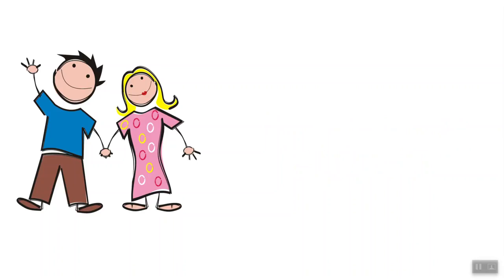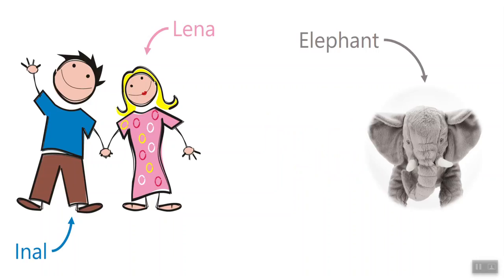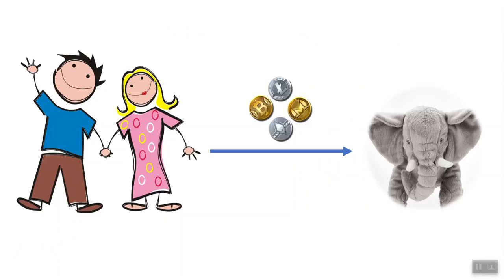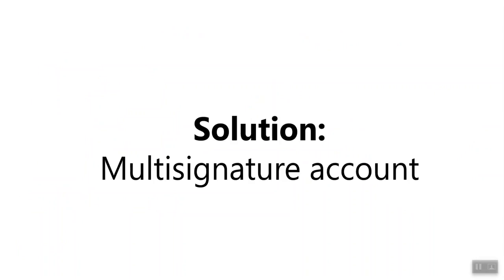Let's imagine that there is a couple, Inal and Lena, and they have, for example, a pet. Let's say an elephant. They want to give some amount of money to the elephant every month, but at the same time they want to control all his spending. The best solution for this problem is a multi-signature account.